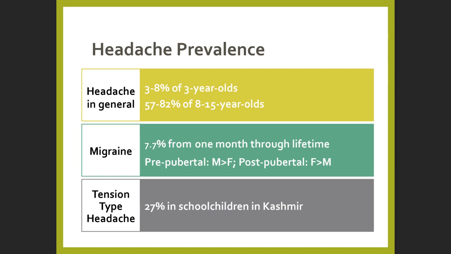So headaches are quite common. 3 to 8% of 3-year-olds would have had a headache in life, and up to 80% of adolescents would have had headaches at some point in life. Migraine has a prevalence of 7.7%, and it's more common in males pre-pubertally and in females post-pubertally, whereas tension-type headaches are very common and affect probably 1 in 4 individuals.